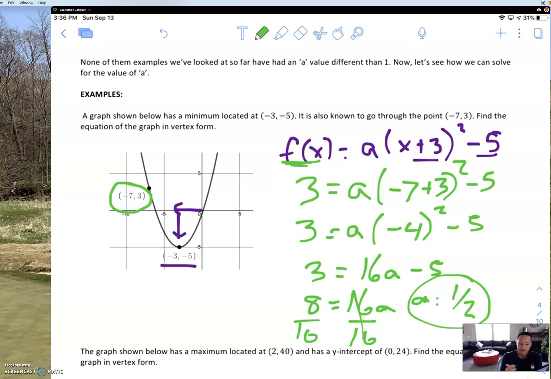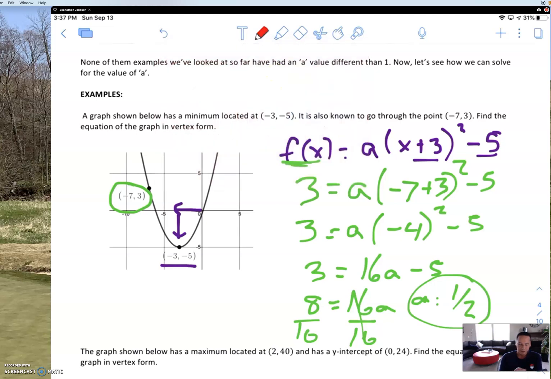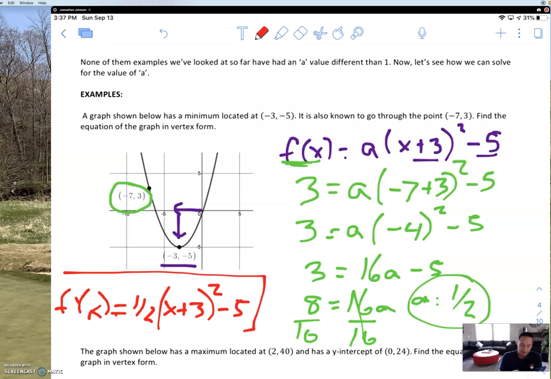If you write it as a decimal or as a fraction, either one is fine with me when it's an exact answer like that. So our final function, after you solve for a, you still have to write it all out. It's going to be f of x equals a we can now replace with 1/2. Then we can replace our x plus 3 squared and minus 5. And that's the function that's represented by that graph.